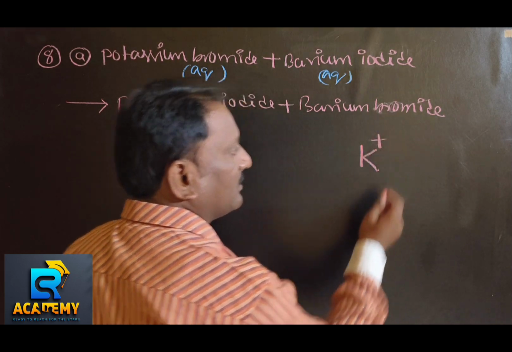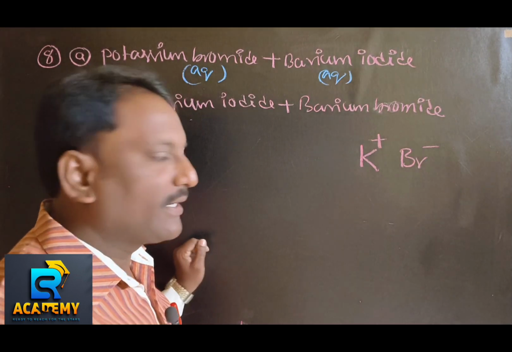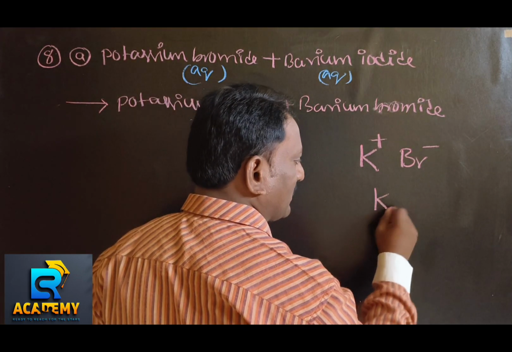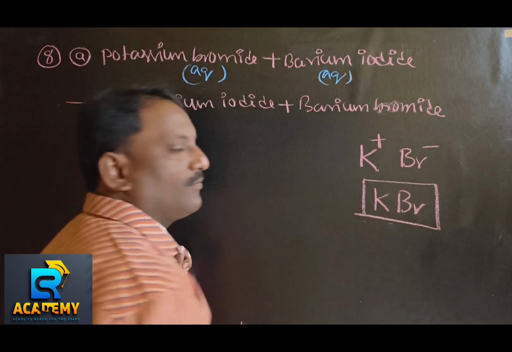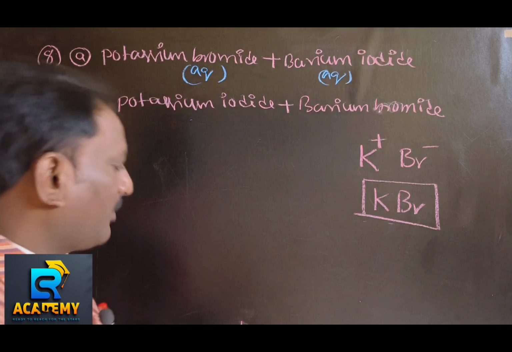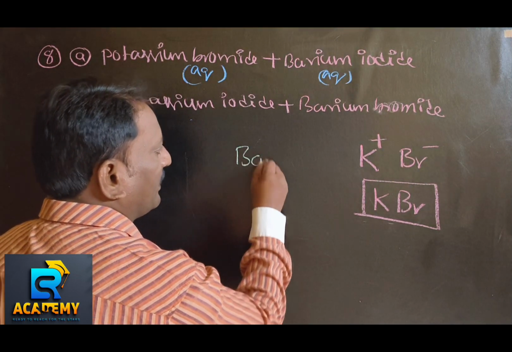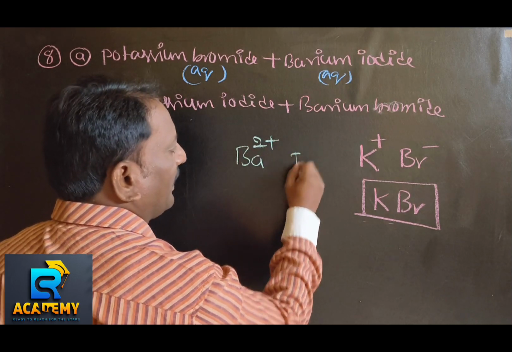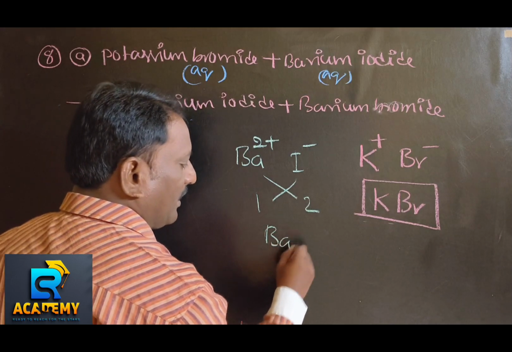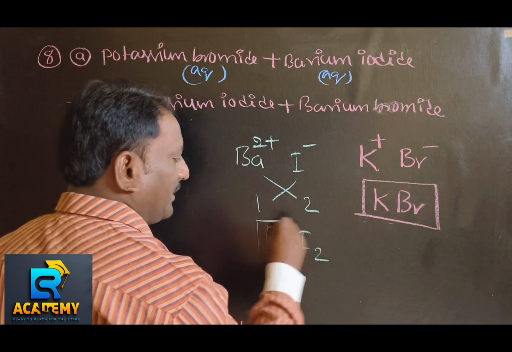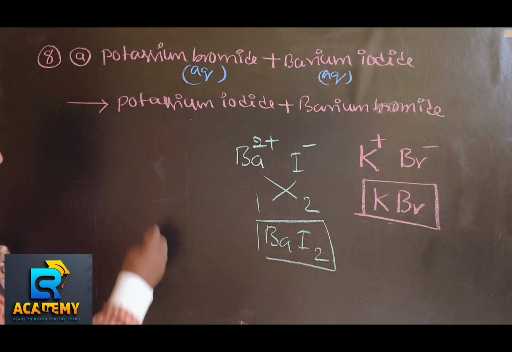Potassium ion K+, bromide Br-. Both are equal in magnitude, so no need to crisscross. Directly you can write KBr, potassium bromide. This is the chemical formula for potassium bromide. Next, barium iodide. Barium ion Ba2+, iodide I-. Here 1, 2. BaI2, barium iodide.